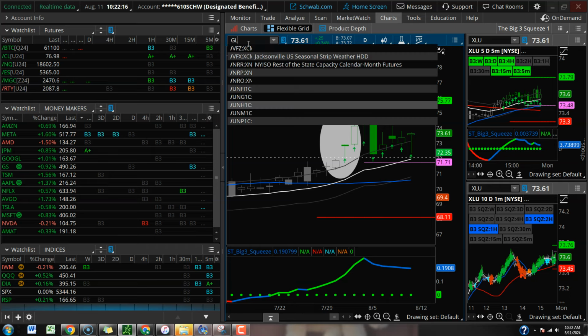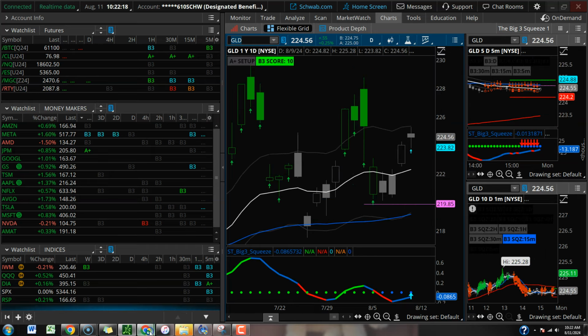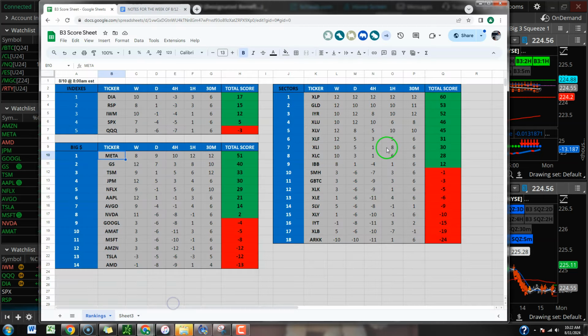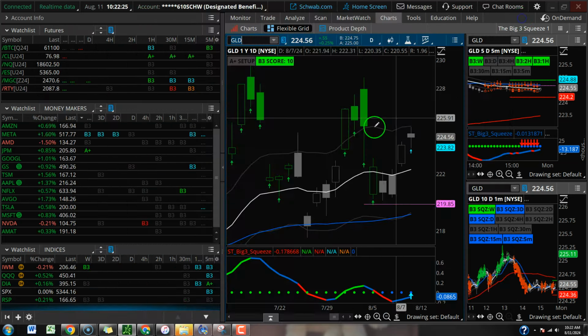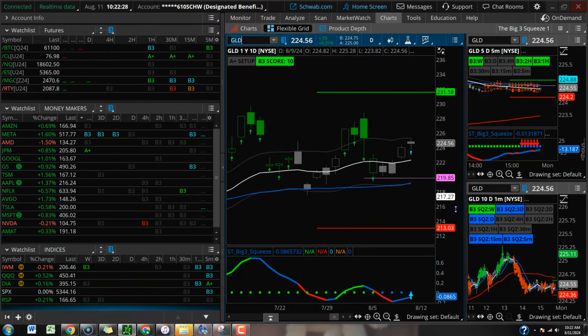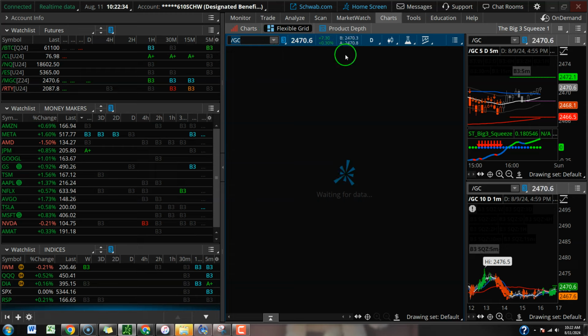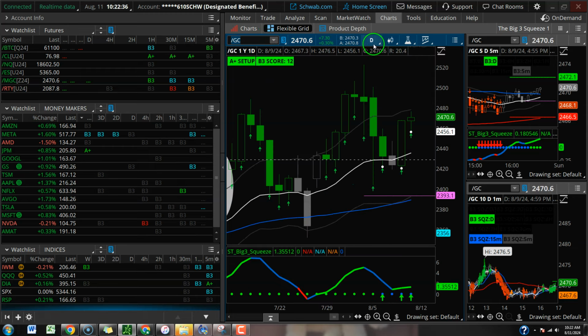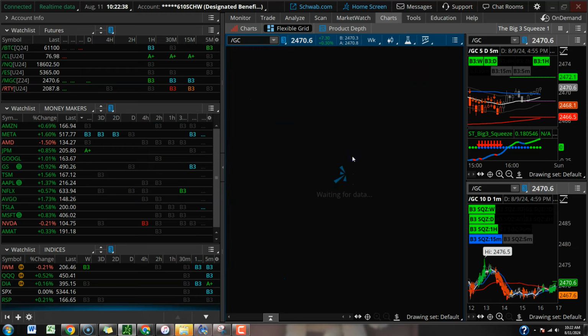Gold futures. Gold also grades out pretty good here. Second place to XLP. I wouldn't look to trade GLD. What I would look to trade would be the gold futures. Let me show you what I like over here. The setup and the pattern.